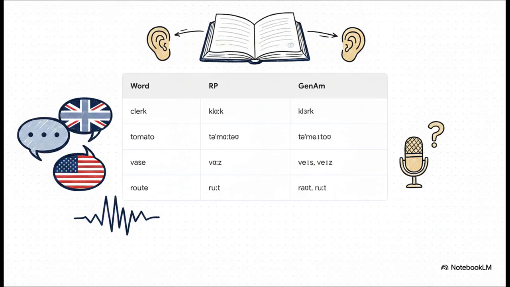Thanks to different historical borrowing patterns and that roticity thing we just talked about, we get these iconic word clashes that we constantly hear in movies and TV. The British RP speaker says Clark for clerk, while the American says clerk. You say tomato, I say tomato. Vase becomes vase, and root often becomes rot. They're highly specific little tweaks, but man, they are incredibly noticeable.